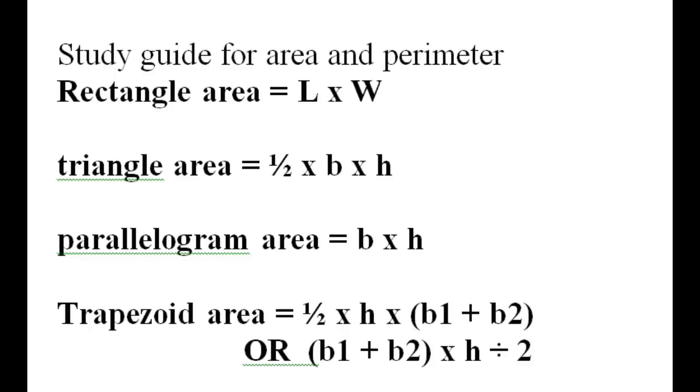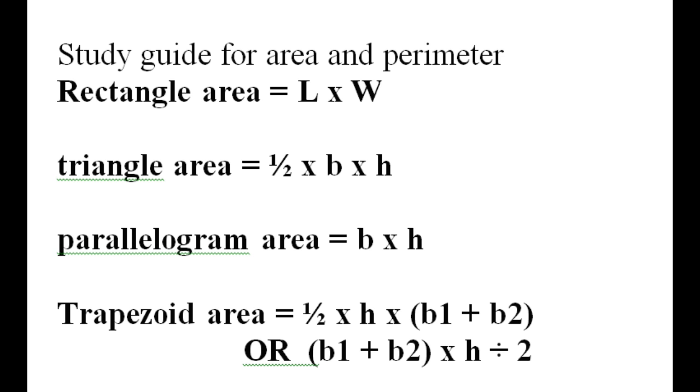This is going to be a fast review of the answers for the study guide for area and perimeter. At the top, you can see I put the area formulas, which the kids will also get on the test. The area for rectangles is length times width, triangle is half times the base times the height, and parallelogram is just base times height.